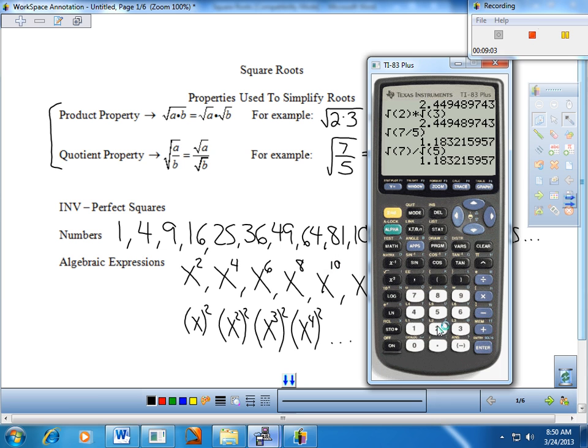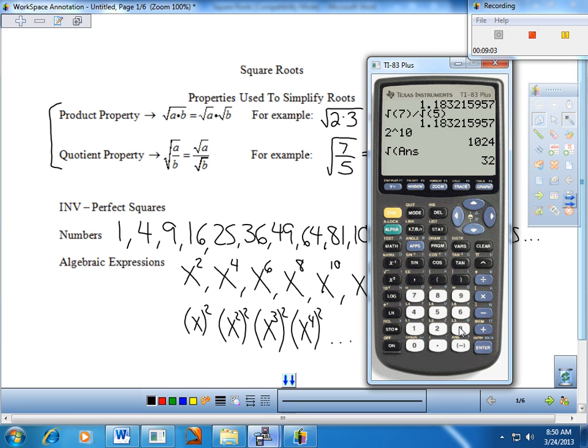Well, let's test it out, everyone. So I'm going to do 2. I'm going to raise it to the 10th. 2 to the 10th is 1024. Now, that should be a perfect square. So let's go ahead and take the square root of that number. And yeah, 1024 was the square of 32. Does that make sense? Cool.